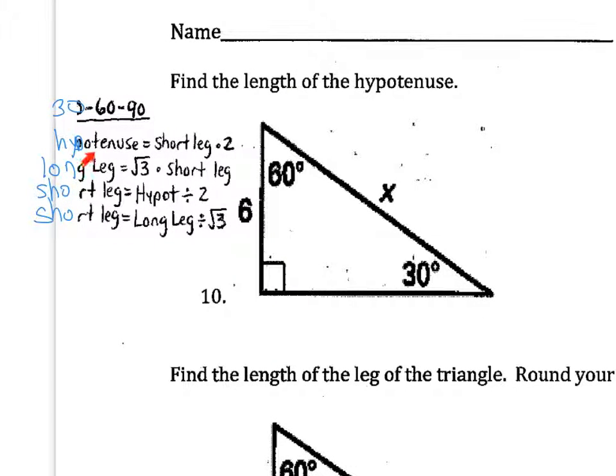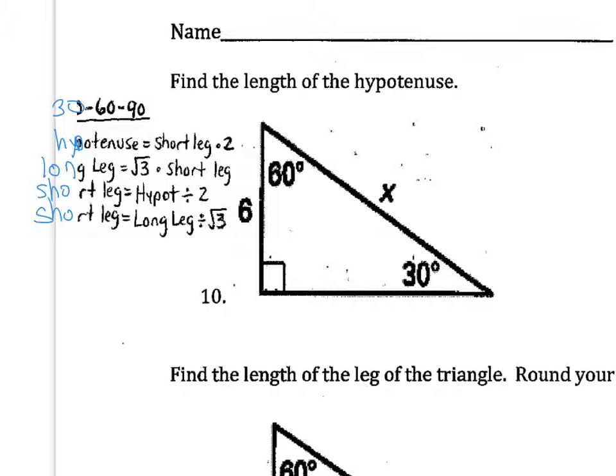help clue you in that the hypotenuse is the short leg times 2. The long leg equals radical 3 times the short leg. Your short leg equals the hypotenuse divided by 2, or the short leg is the long leg divided by radical 3. You got 2 ways to find your short leg here. Okay? Now, you just got to figure out who's the short legs and who's the long legs.